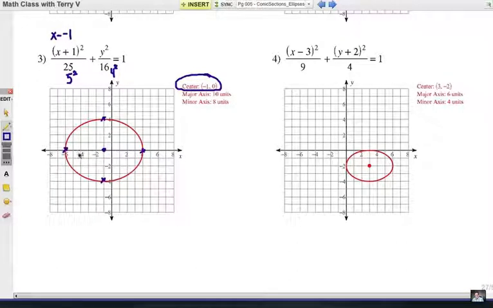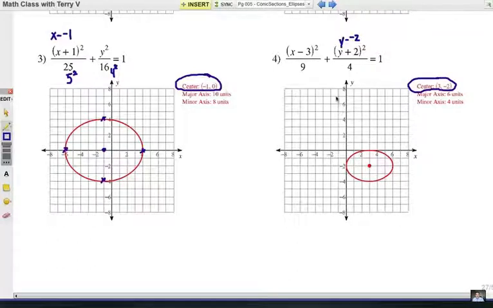I hope that you did well on that one. And number 4, finally, we have x minus 3 and y plus 2. Let's rewrite that as y take away -2. And that's why our center is at +3, -2. So make sure you've shifted 3 right and 2 down.